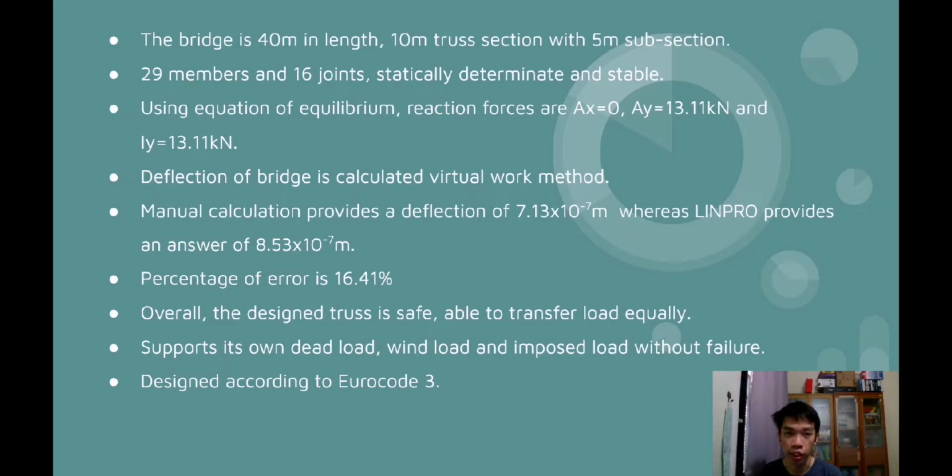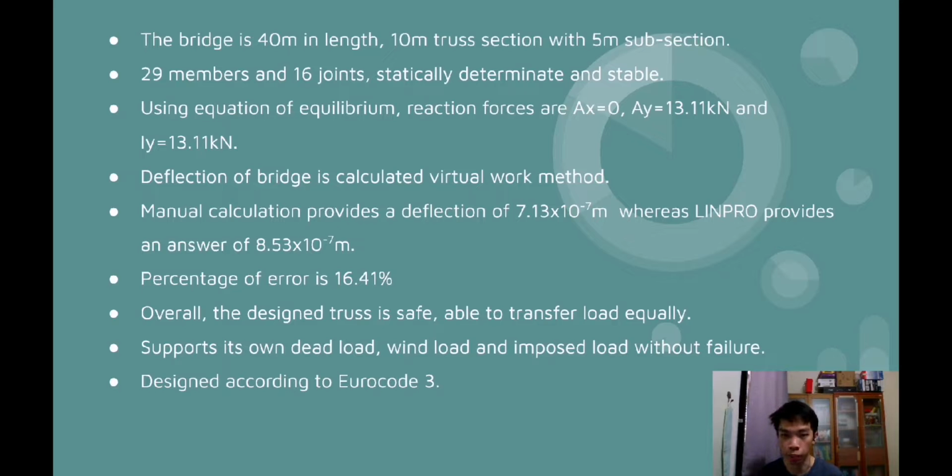After designing the bridge, we calculated the reaction forces by using the equations of equilibrium, and we obtained the forces Ax equals 0, Ay equals 13.11 kilonewtons, and Iy equals 13.11 kilonewtons.